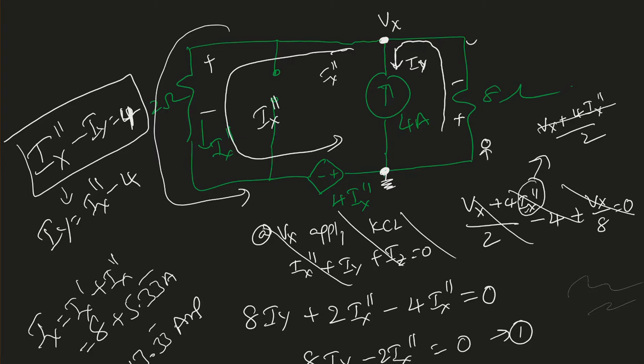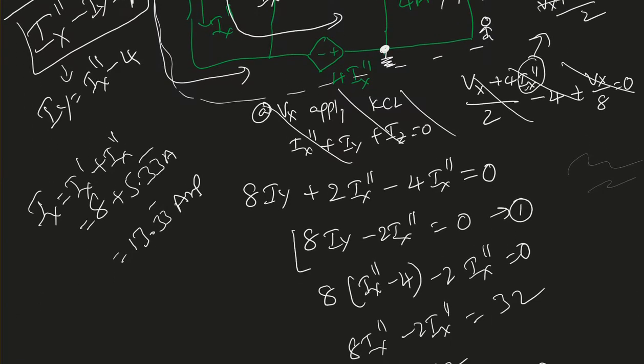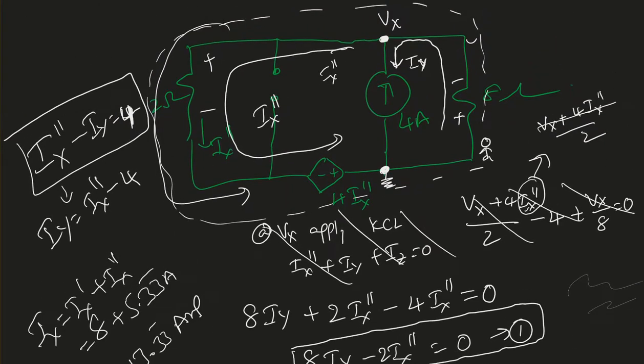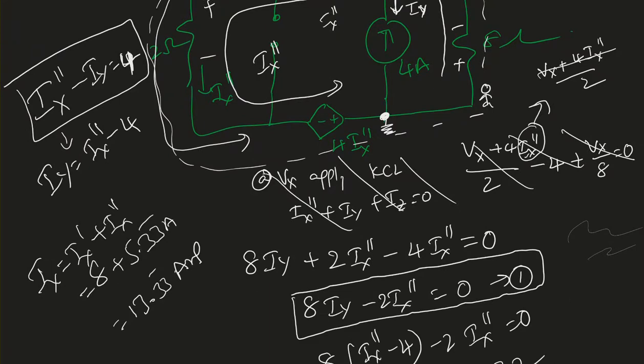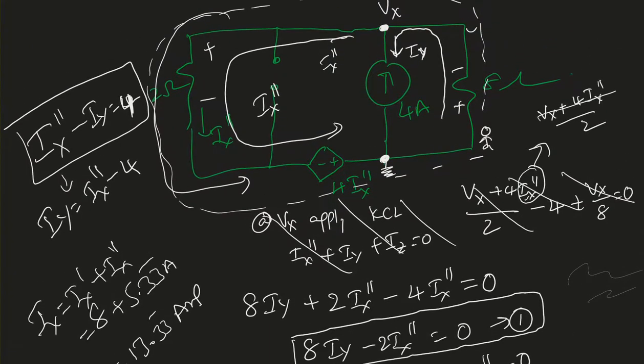I'm going to start walking from here and come back to the same point without touching any element more than once. So 8 Iy plus 2 Ix double prime minus 4 Ix double prime equal to 0. So I end up with 8 Iy minus 2 Ix double prime equal to 0. This is my equation 1. Now my equation 2 is going to be from the super loop. We always end up having 2 equations.